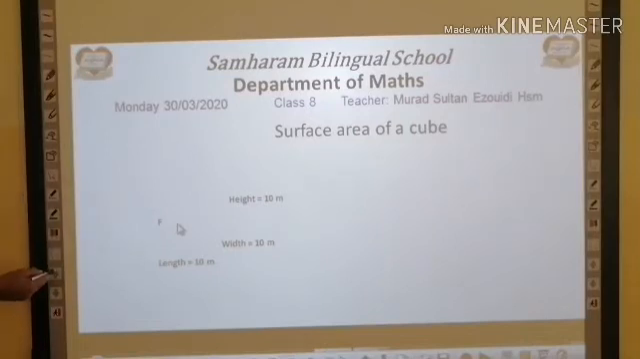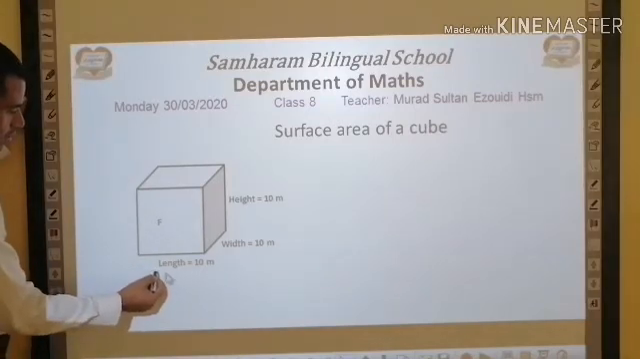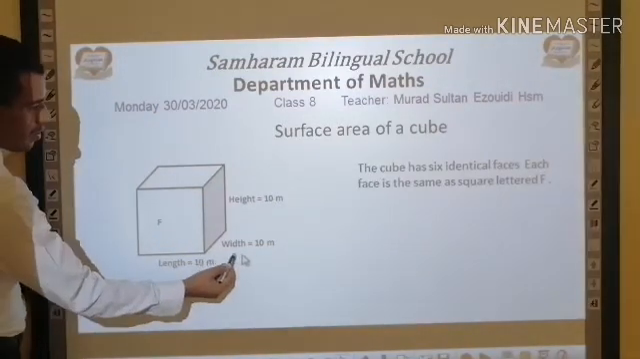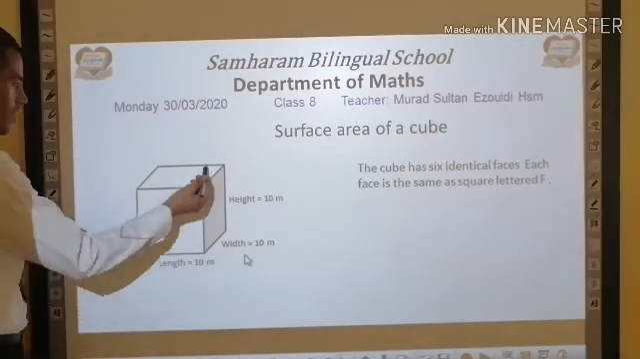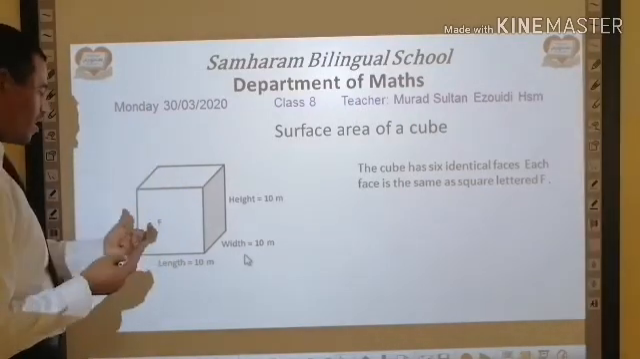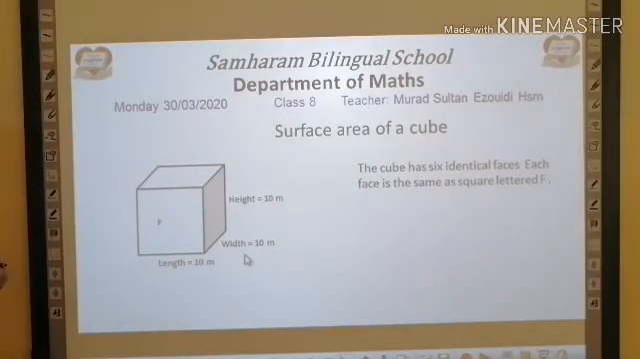Here we have a cube. This is the length, my kids. This is the width. This is the height. The cube has 6 identical faces. Each face is the same square. So this cube has 6 faces, the same around, at the bottom and up.